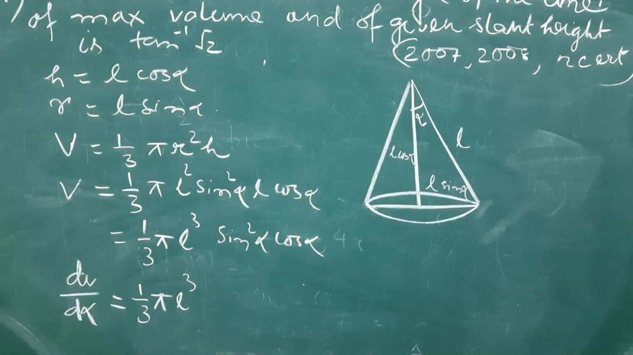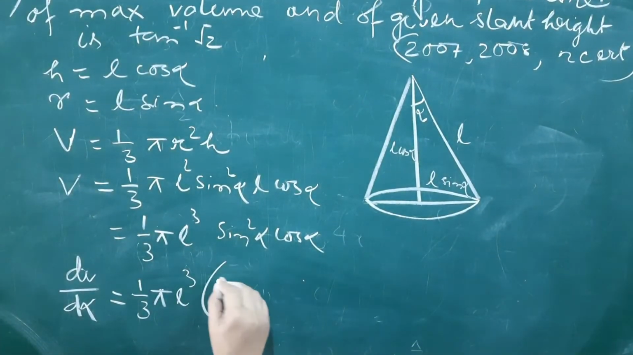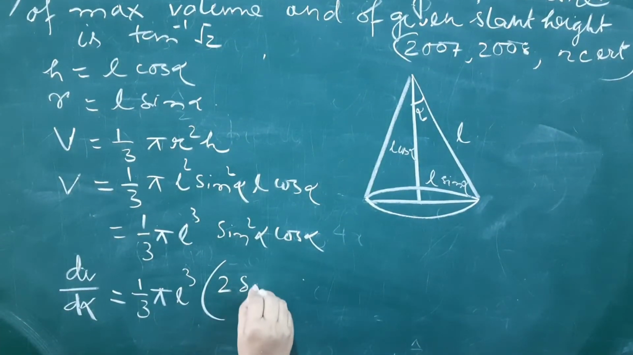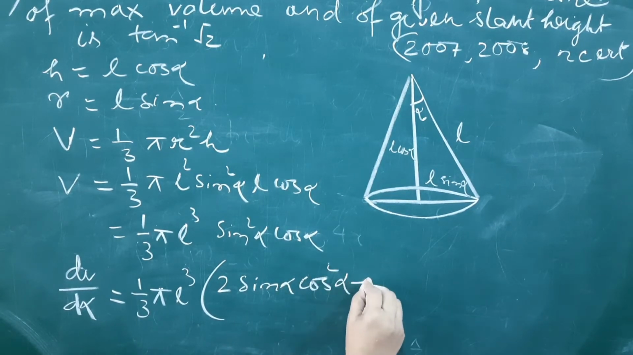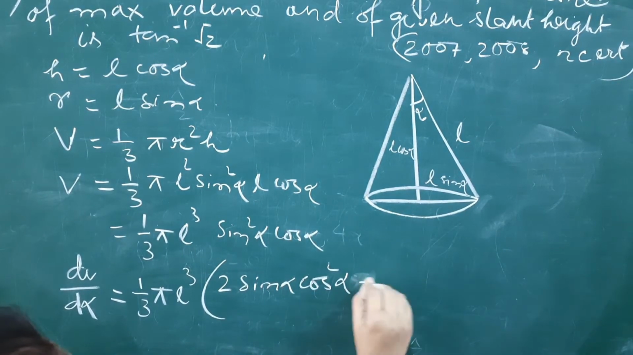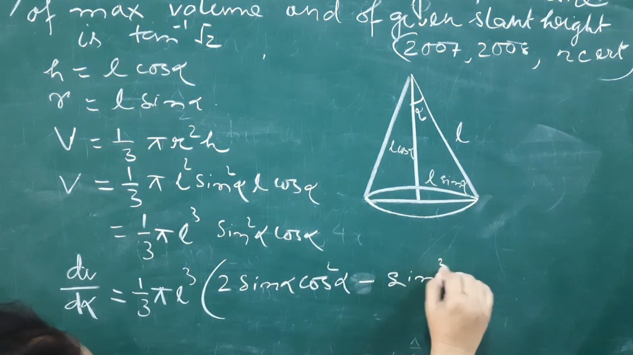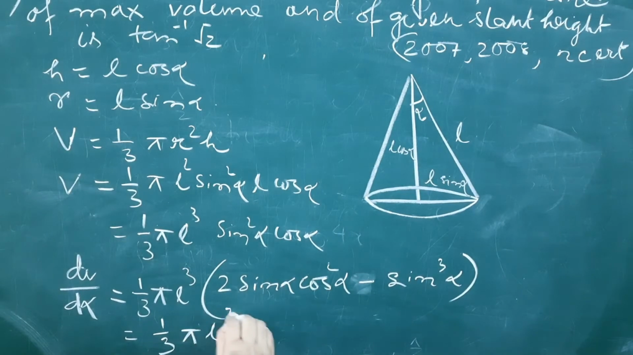Now this one we will use, and the formula, this is the product rule. Okay, product rule. So cos alpha unchanged, 2 sin alpha cos alpha, so cos square alpha, plus sin square alpha unchanged, derivative of cos alpha is minus sin alpha. So it is sin cube alpha. Okay. Now sin alpha, if we take common, 1/3 pi L cube.